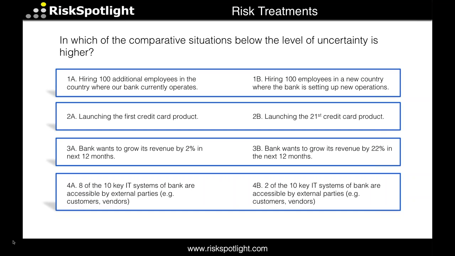Yeah, so the more you want to grow, the more risks you will have to take, so the more uncertainties you will be exposed to. 4A, 8 of the 10 IT systems are accessible by external parties. 4B, only 2 of the 10 IT systems. Yeah, so 4A, because that's where you have more vulnerability: if those systems are accessible externally, they can be hacked into by hackers. So then you have more uncertainty in case of 4A.